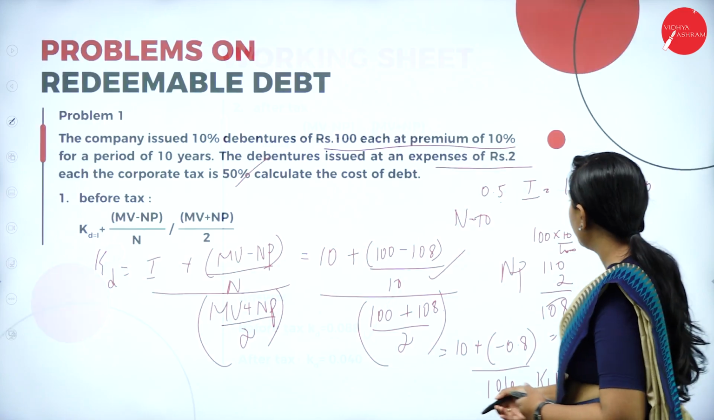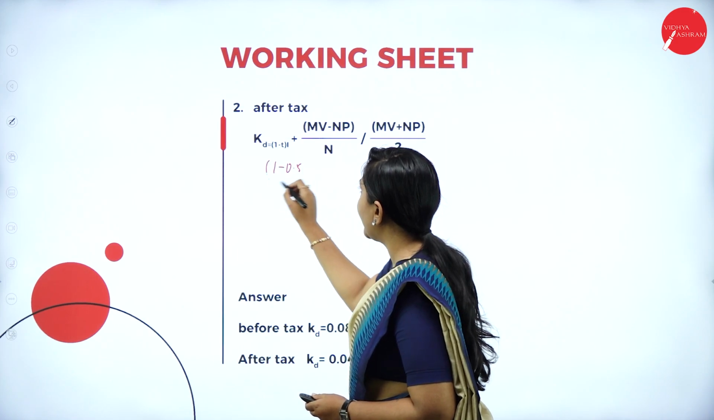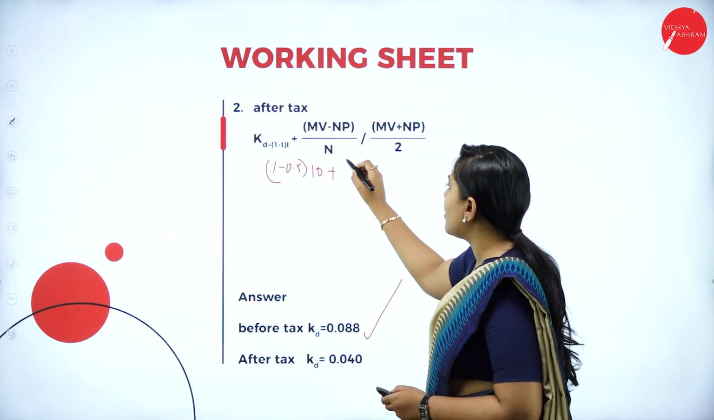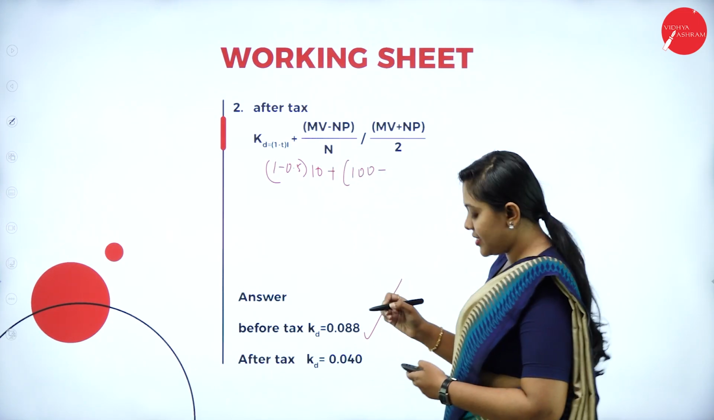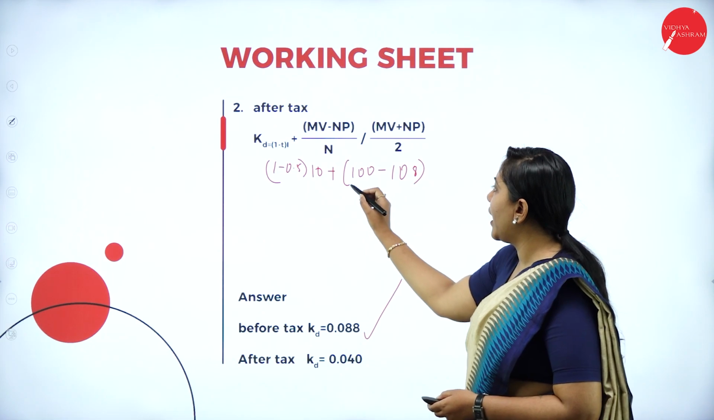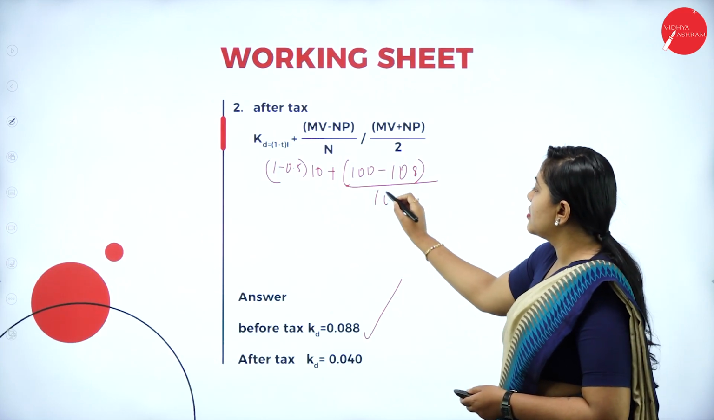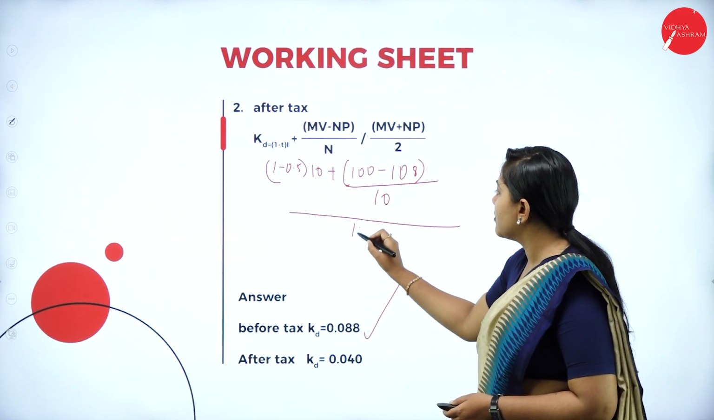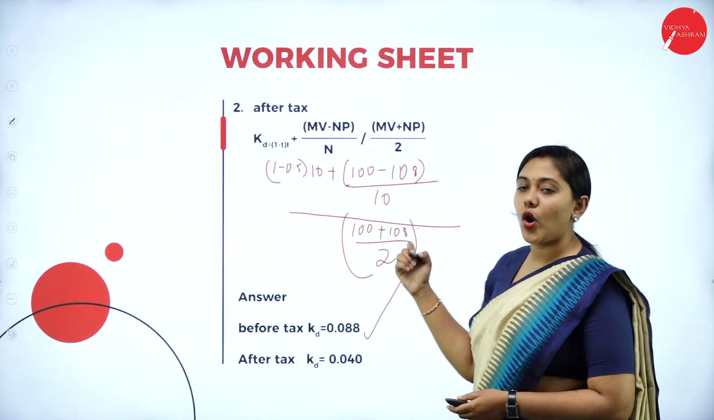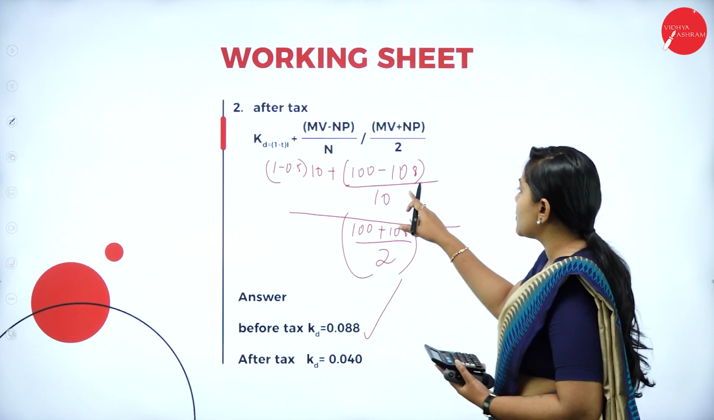So what is tax here? Tax is 0.5. 1 minus 0.5. What is the interest? 10 rupees is the interest plus what is the maturity value? 100 is the maturity value. What is net proceeds? Net proceeds is 108 rupees divided by number of years, how much? Number of years is 10 years, whole divided by maturity value plus 108 divided by 2. So as I have told you, let's solve the bracket first and then add up with the interest and multiply with the tax.